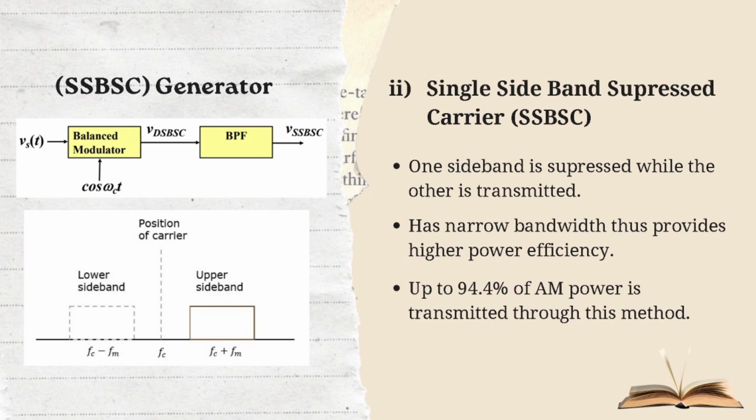Now, we are going to look at single sideband suppressed carrier, SSBSC. One sideband is suppressed while the other is transmitted. It has narrow bandwidth, thus providing higher power efficiency. Again, on the left-hand side, we have the SSBSC generator, and on the bottom of it is the frequency spectrum.